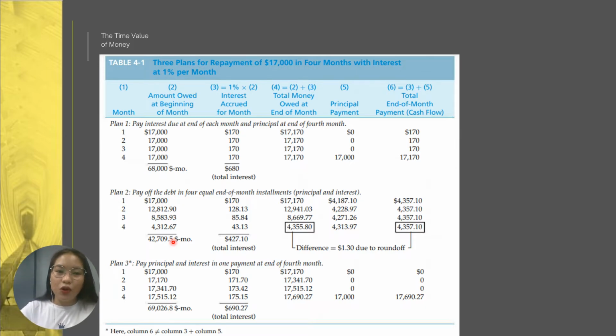Okay, plan 1 is you pay the interest due at the end of each month and the principal at the end of the 4th month. So if you plan to pay off your $17,000 debt in 4 months, and you have no money in the first 3 months, you will just pay the interest for those 3 months, and then in the 4th month you pay the principal plus the interest. So that is plan 1.